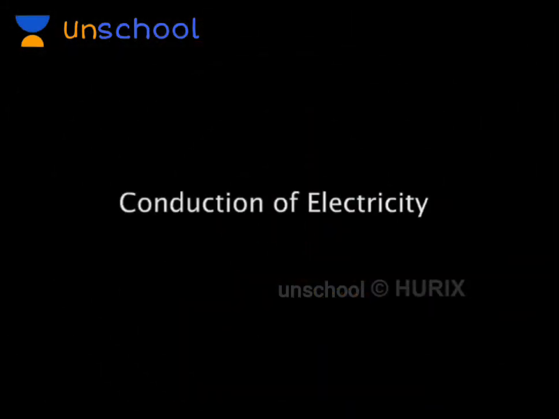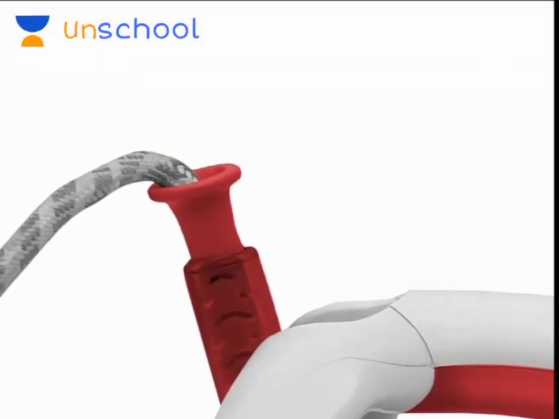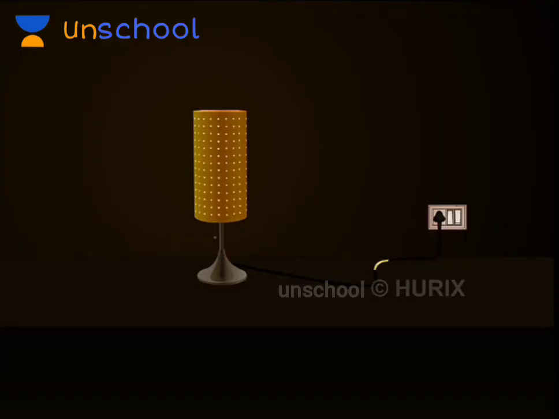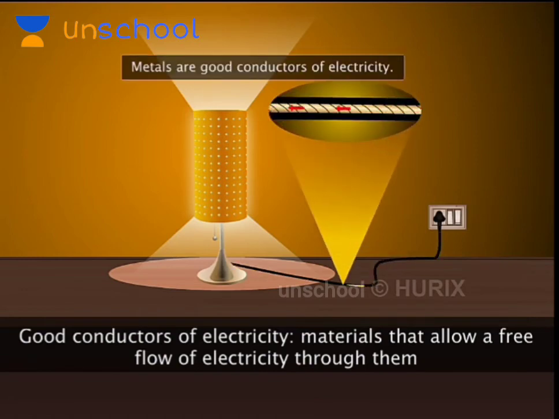If you examine the electric wires in your household appliances, you will find that they are all made of metals, such as copper. Metals are good conductors of electricity. That is, they allow a free flow of electricity through them.